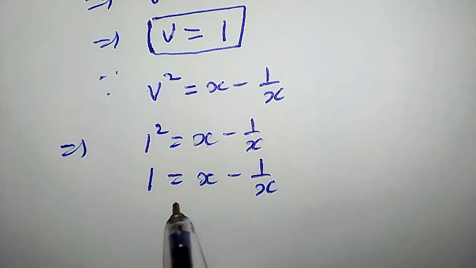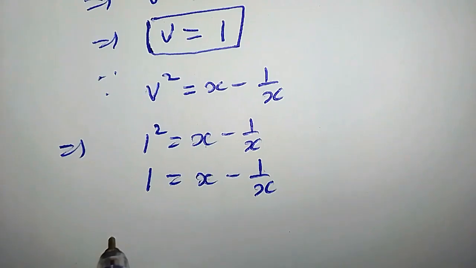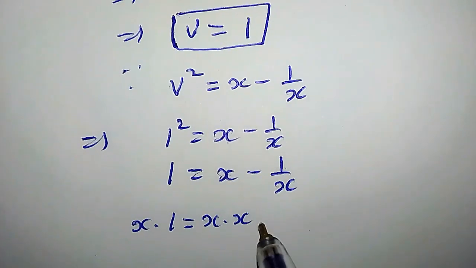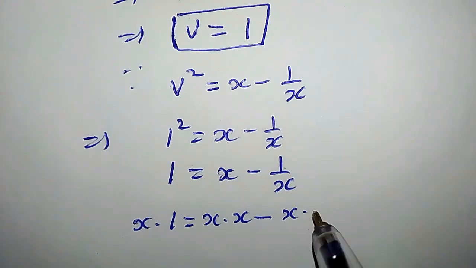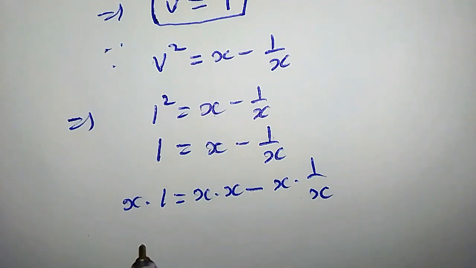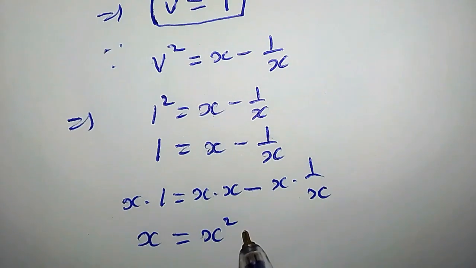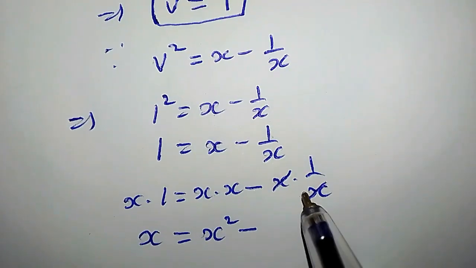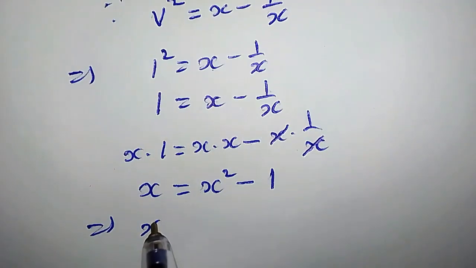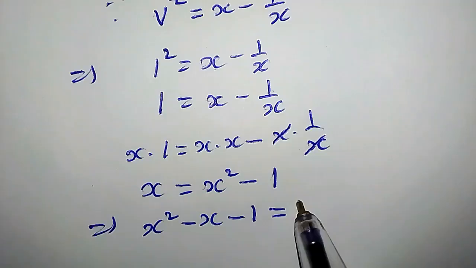Let's multiply each of these guys by x so that we can get rid of this denominator. So that will be x times 1 equal to x times x minus x times 1 over x. So we have x times 1, that is x, equal to x times x, that is x square, minus x cancels x, we are left with 1. This implies that x square minus x minus 1 is equal to 0.